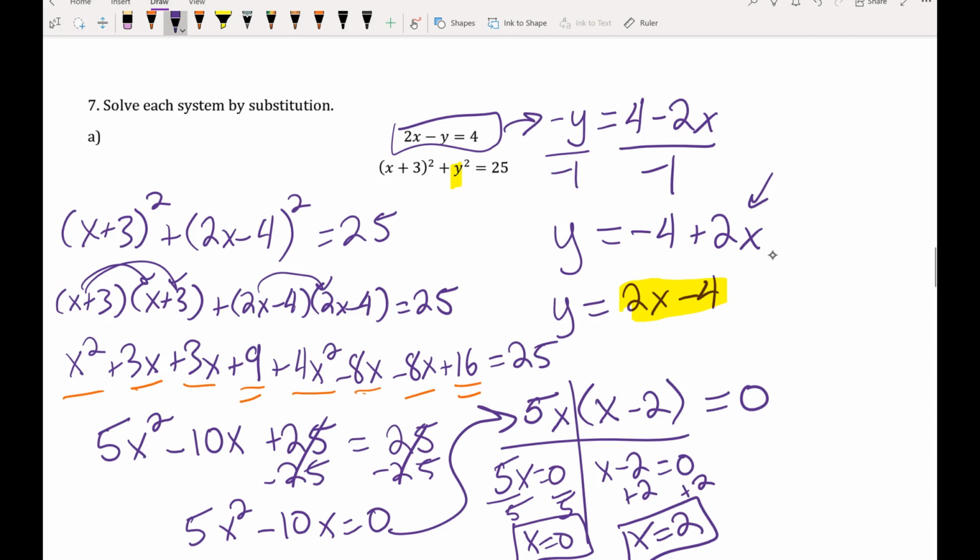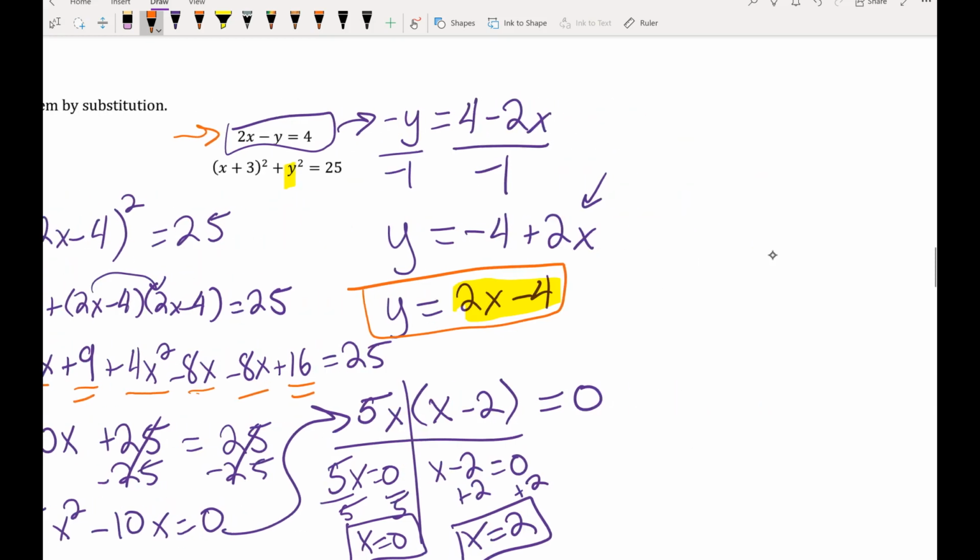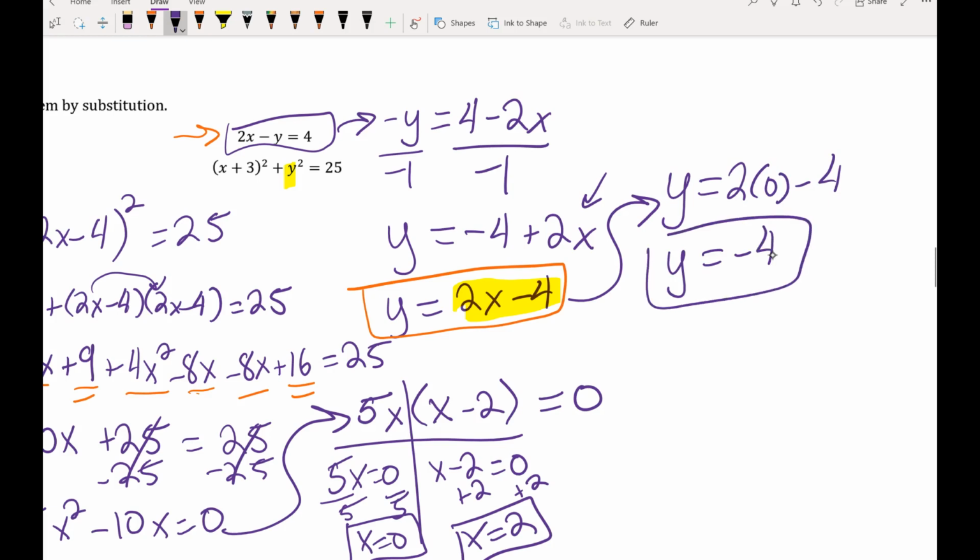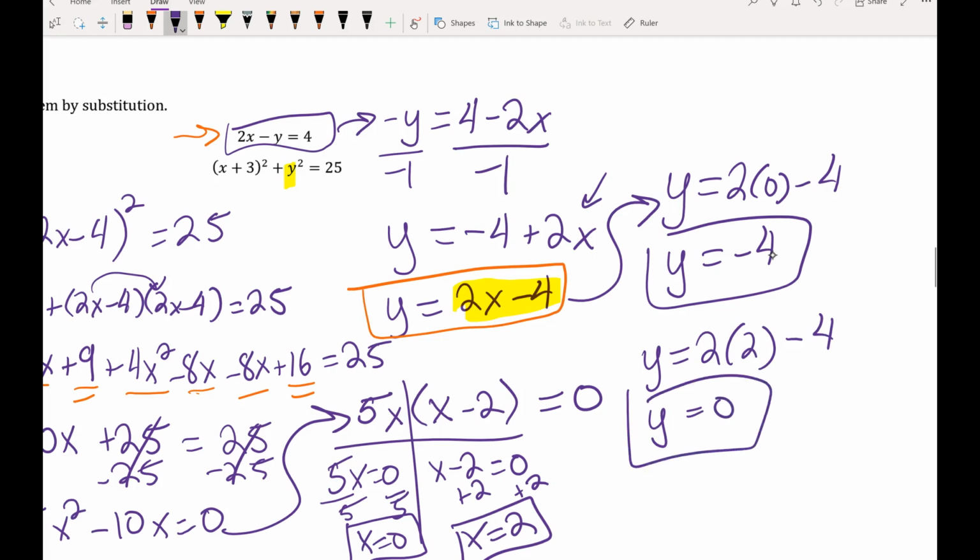Once you have your x values, plug them back into whatever equation is easiest to work with. So I could plug into this form of the equation if I want to, but notice that we already solved for y here. So it's probably going to be easiest just to plug back into that. So one of my y values, when I plug in 0 for x, is just going to be y equals negative 4. And my other y value, when I plug in 2 for x, 2 times 2 is 4, 4 minus 4 is 0. So my other y value is 0.